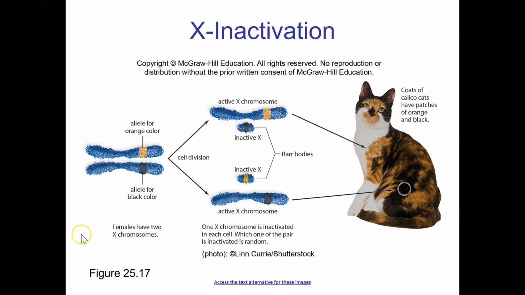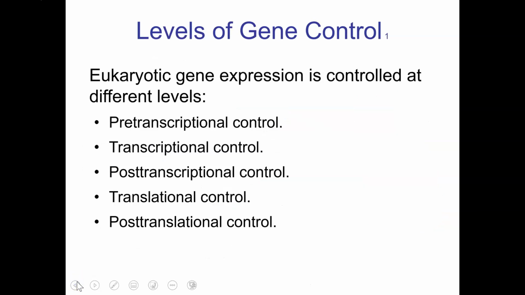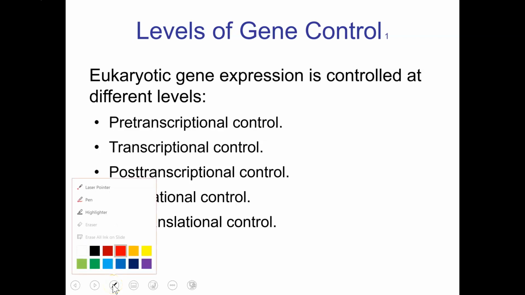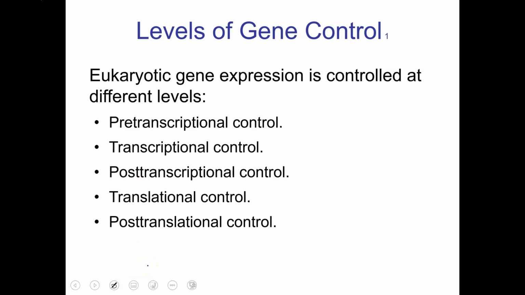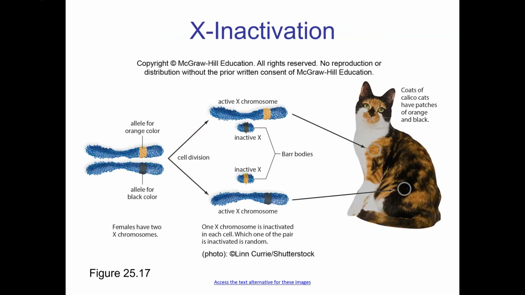Hello, welcome back. So we're going to talk quickly about, I'm going to go back over here just to remind you, these different levels of control in eukaryotic gene expression. We're going to start with pre-transcriptional control. And I love this picture because it really shows pre-transcriptional control. The way DNA is packaged inside of the cells, inside of the nucleus, actually keeps genes turned off.